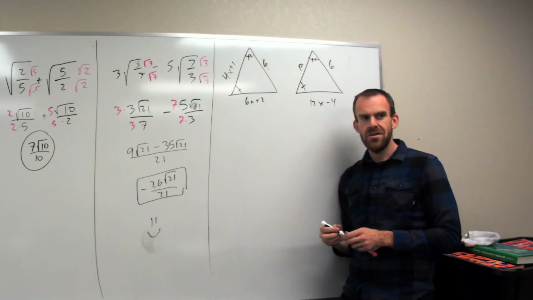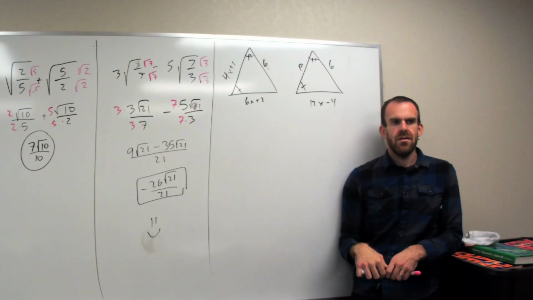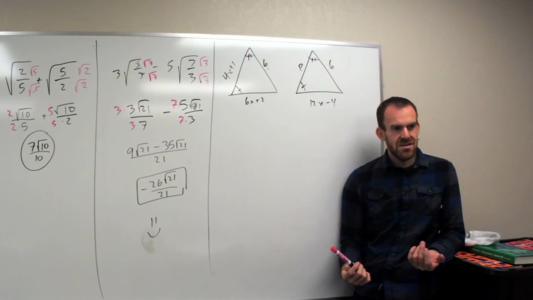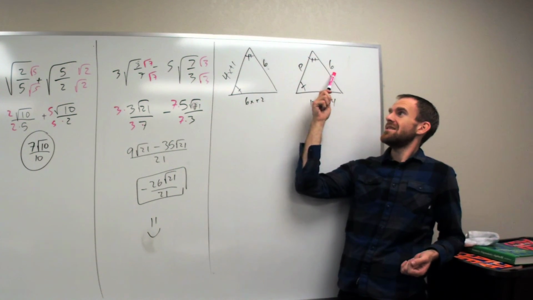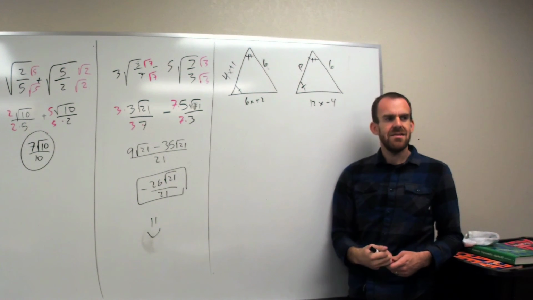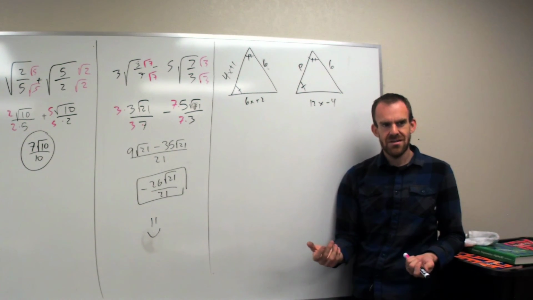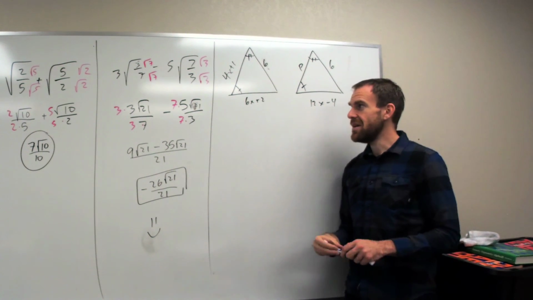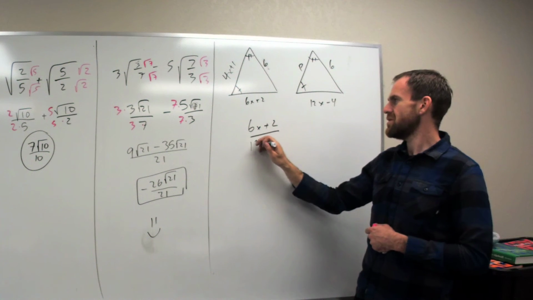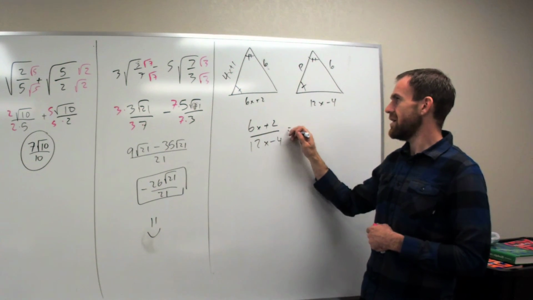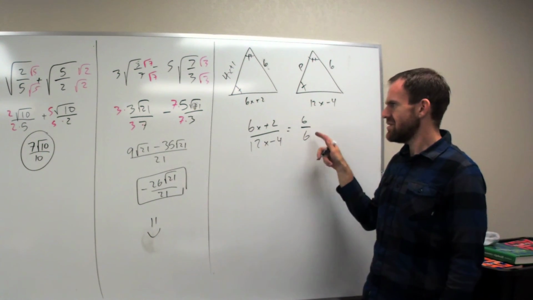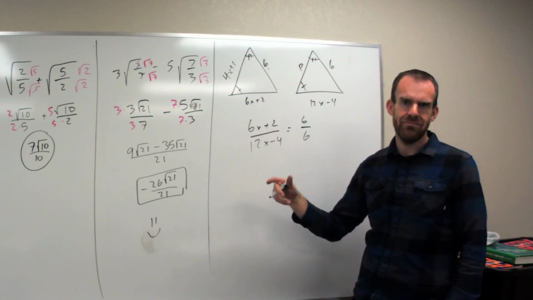So, let's look at these similar triangles. Okay, what do you notice about these similar triangles? The angles are the same, that's why they're similar. This side is exactly the same. So, if even one side is the same, then the entire triangle is the same, right? If you don't believe me, 6x plus 2 over 12x plus 4, or minus 4, equals 6 over 6. This is 1, these are the same, okay?